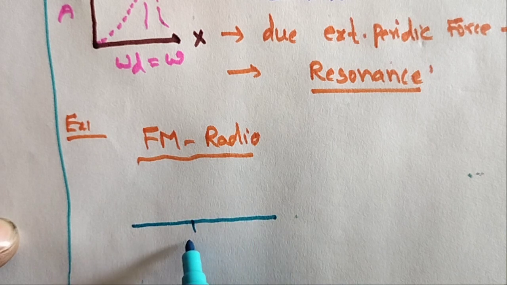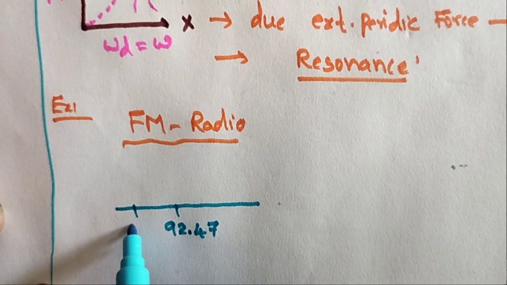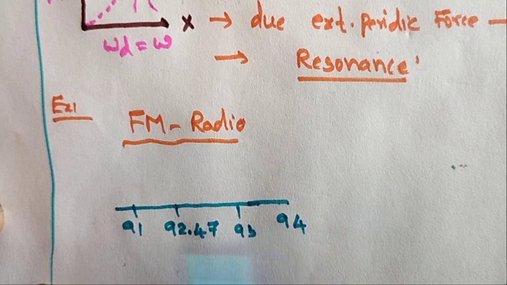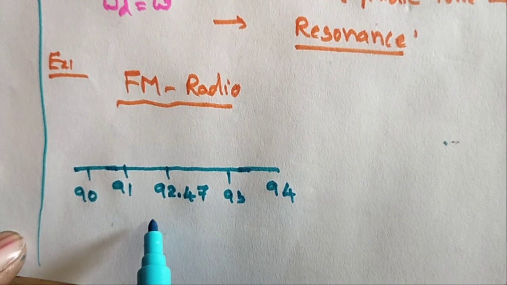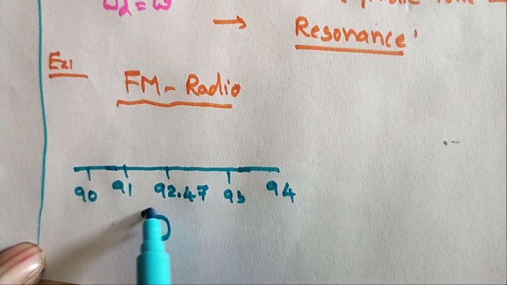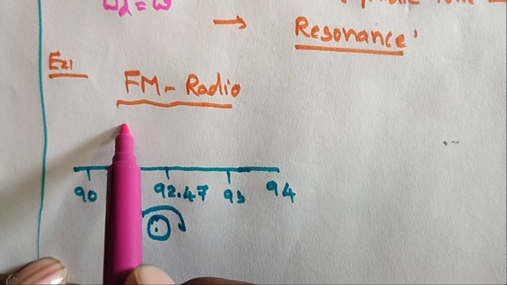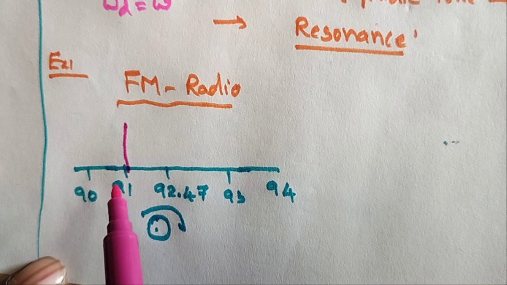This is on 92.47 FM. Here this is 91, this is 93, this is 94, this is 90. These are the frequencies there. This is one knob, and it rotates like this when the external force is applied. Suppose the knob is at 91. At 91 the sound is disturbed and not clear.